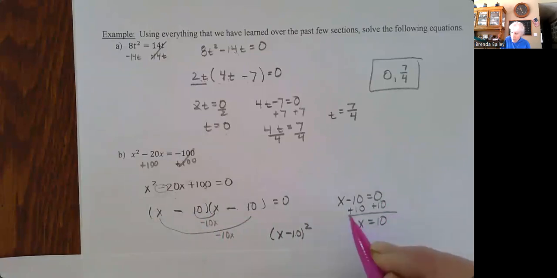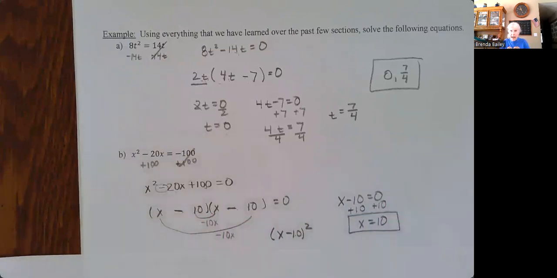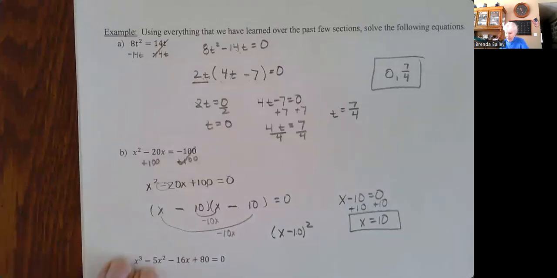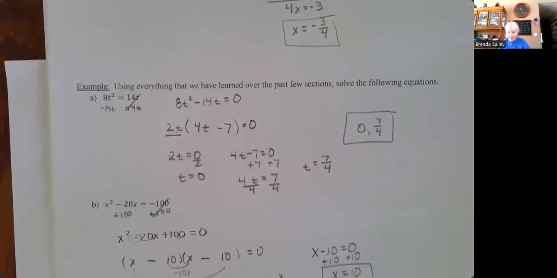So there's only one spot. It's going to actually touch the x-axis at 10. So we have 1, 0, that's 10. We have one solution, that's 10. We have one root, 10, and one x-intercept, 10. Okay, let's look at another one. I can just put this underneath here.